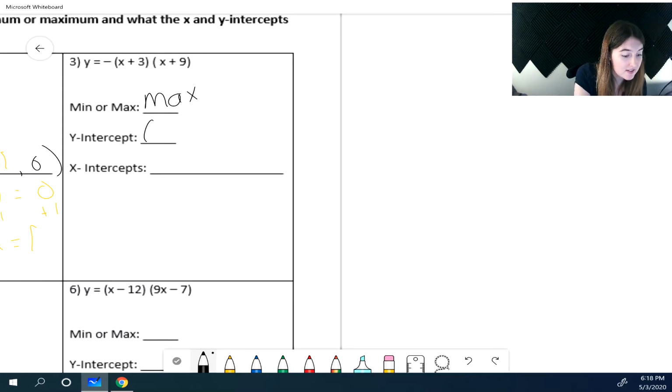Y-intercept means x is 0 and y is a number. To get that y number, we multiply r times s. What's r? 3. And what's s? 9. And what do I also have to multiply by? The negative in front.